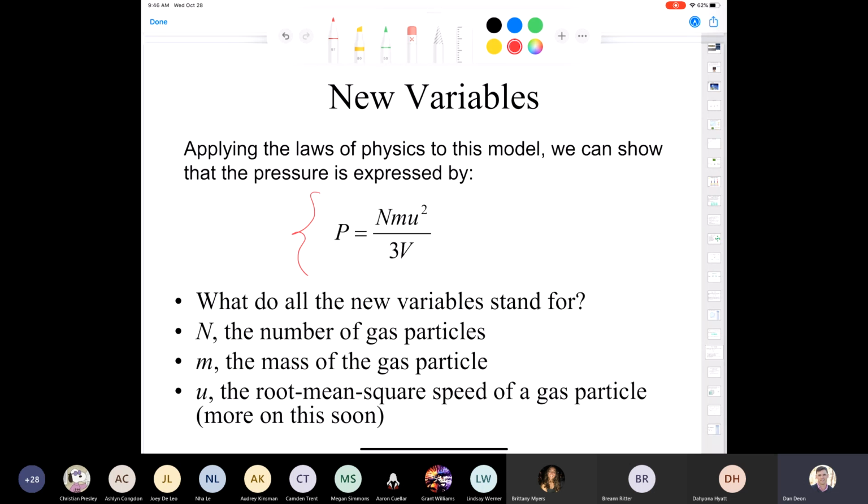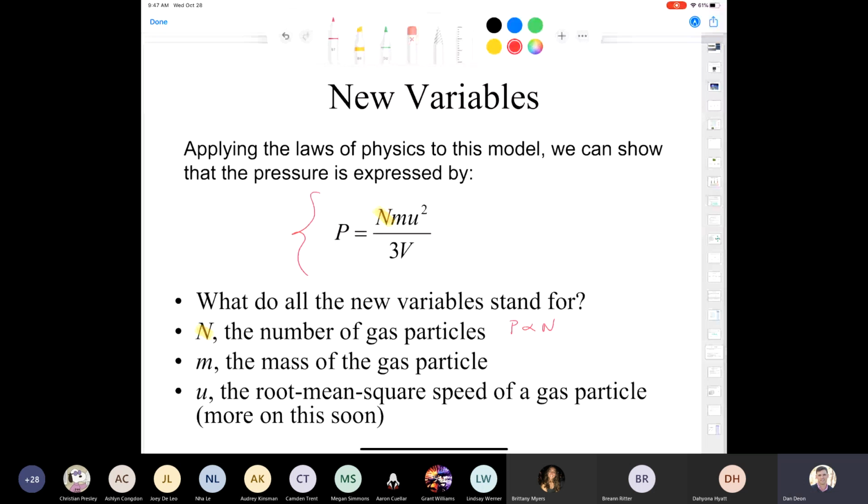What do these variables stand for? Well, N is the number of gas particles. And you can see from the equation that pressure is directly proportional to N. Does that make sense? The answer is yes. Think about it. We said just a few moments ago that pressure was caused by collisions of gas molecules against the wall of a container. So it stands to reason that the more collisions you have, due to the greater number of particles you have, the higher the pressure is going to be.